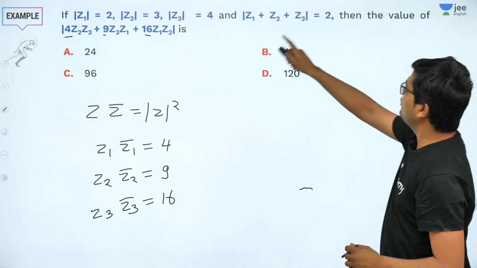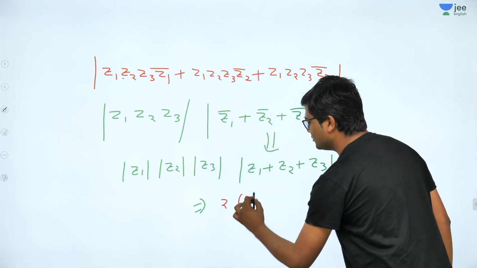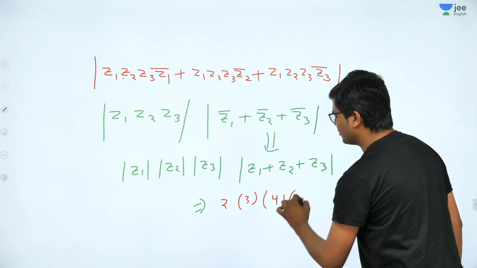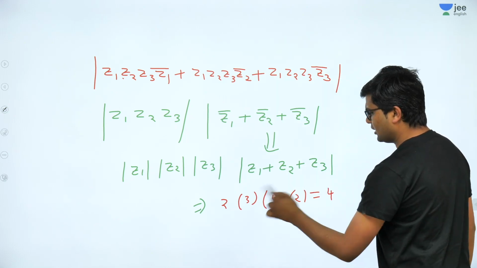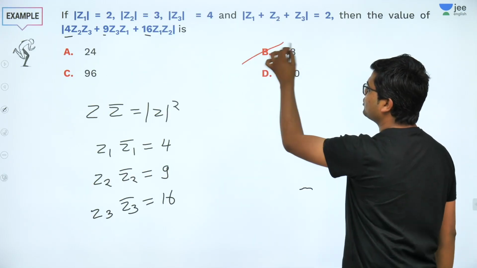2, 3 and 4, and the value of Z1 plus Z2 plus Z3 is 2. So the answer will come out to be 2 into 3 into 4 into 2. It will be 12 into how much? 4. So it will be 48.